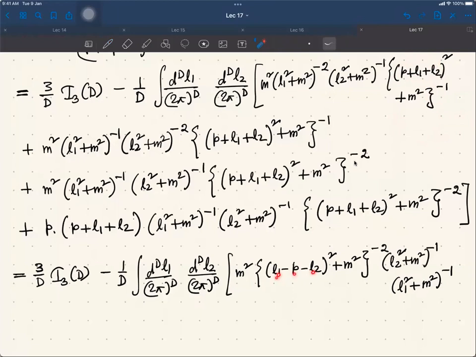But then the L integral and the L1 integral will have the same measure because it's a shift. So I rename L to L1. This is what I have done.